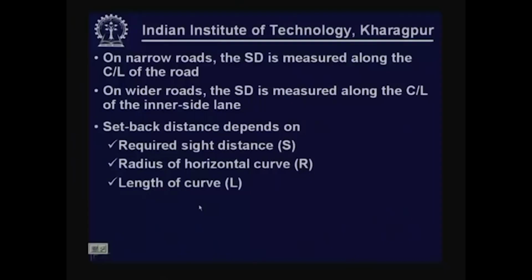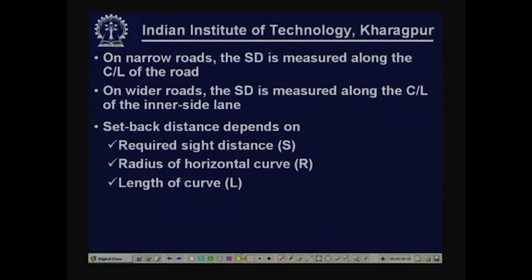Now, this setback distance depends on a number of factors. Say this is the curve, this is the required line of sight, and this is the required sight distance. Then the setback distance will depend on the required sight distance.